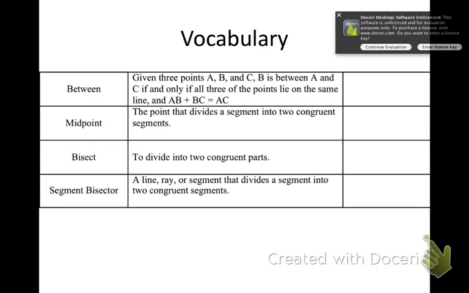All right, between. Again, the word between, think about it. If you just think about what's in between, it kind of makes sense here. Given 3 points, A, B, and C, B is between A and C, if and only if all 3 of the points lie on the same line, and AB plus BC equals AC. You'll want to know that kind of right there.